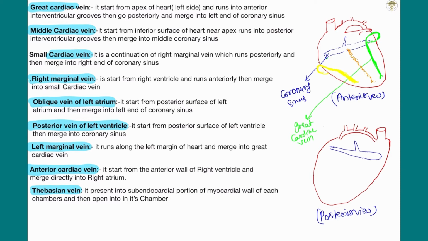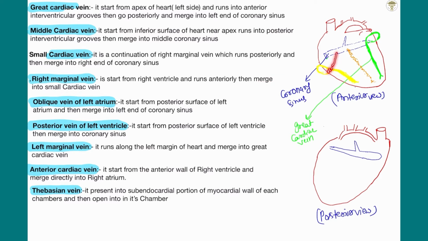I already said that the right marginal vein starts from the right ventricle. Here is the right ventricle. It starts from the right ventricle and runs anteriorly. This is the anterior portion because I didn't make it with a dotted line. So this is anterior, and then it merges into the small cardiac vein. Here is the small cardiac vein.